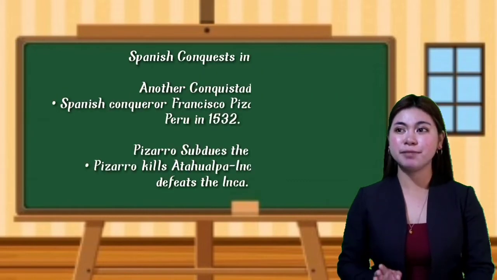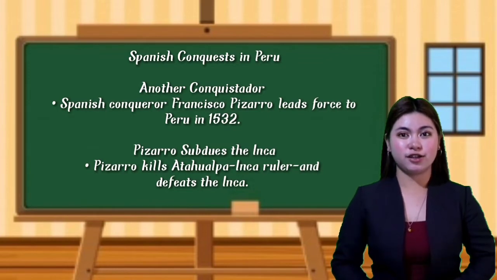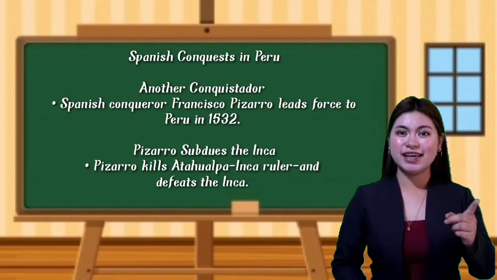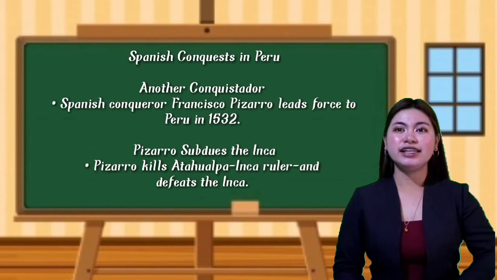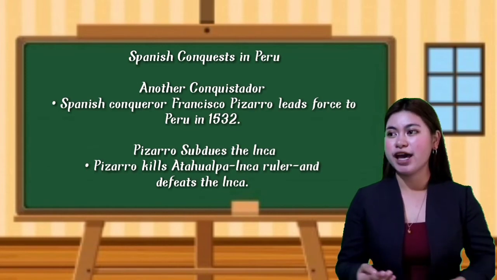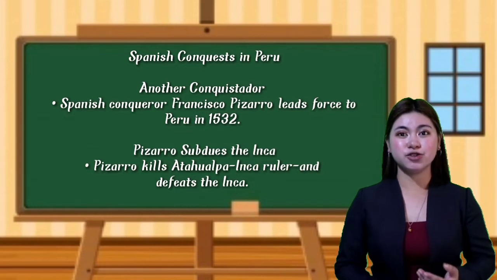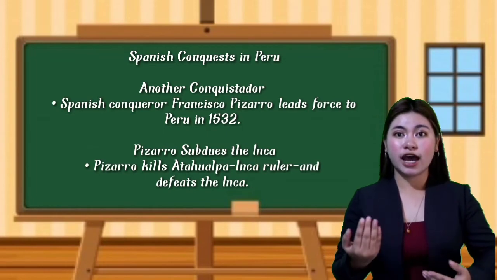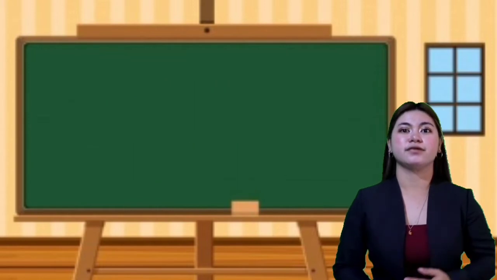Spanish conquest in Peru. Another conquistador. Spanish conqueror Francisco Pizarro leads a force to Peru in 1532. Pizarro subdues the Inca. Pizarro kills Atahualpa, the Inca ruler, and defeats the Inca.